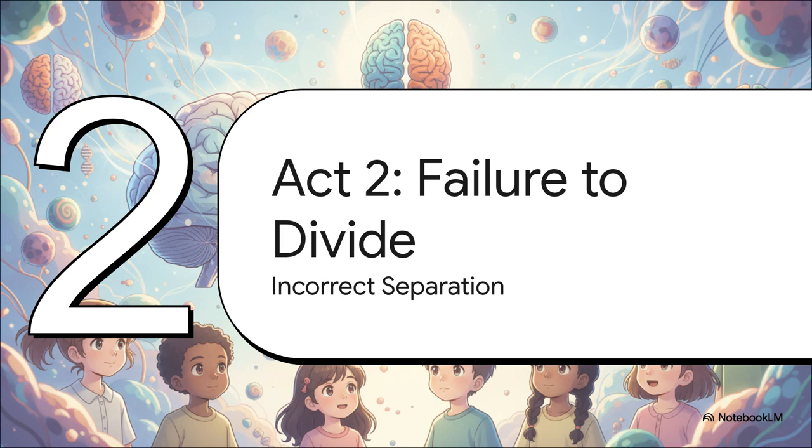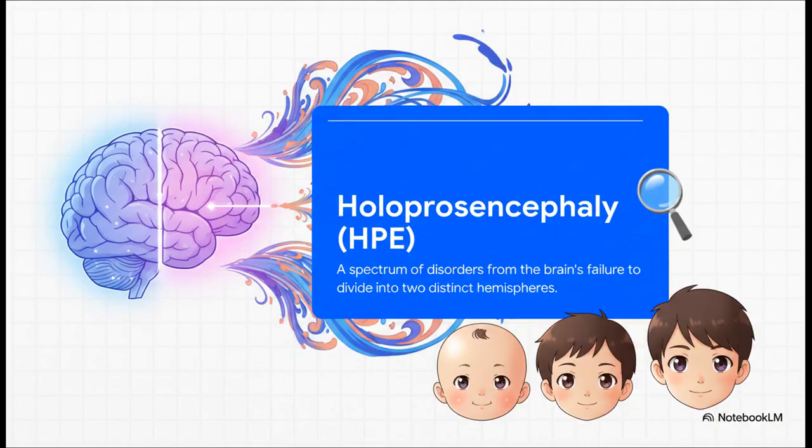Okay, now for Act 2, failure to divide. The error in the blueprint here isn't about missing parts. No, this time it's about structures that were formed just fine, but then they failed to separate or cleave from each other as they were supposed to. This is a condition called holoprosencephaly. See, the brain is supposed to start as one single structure and then split into two hemispheres. And this process happens from the back to the front. When that split is incomplete, you get a whole spectrum of disorders where, and this is fascinating, the face can actually predict what's going on in the brain.